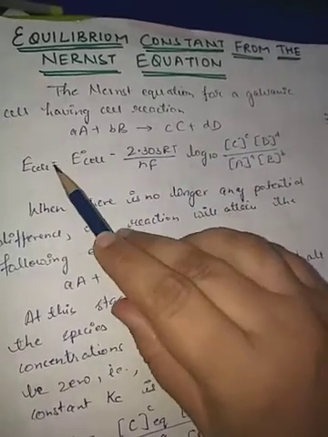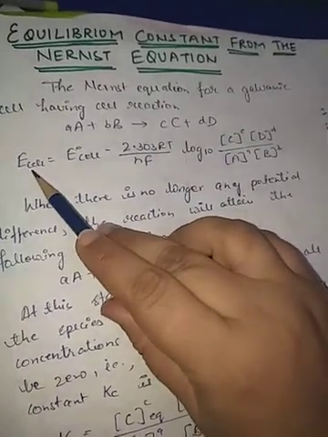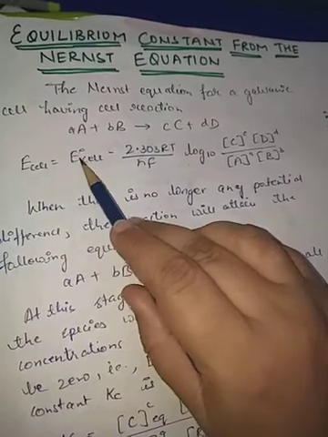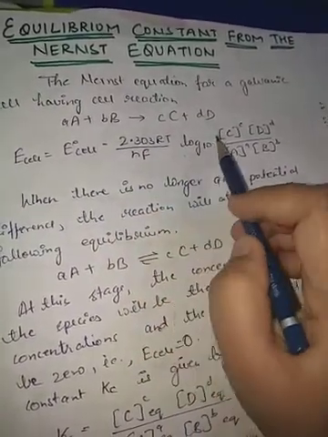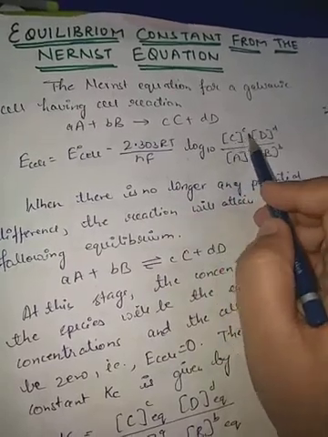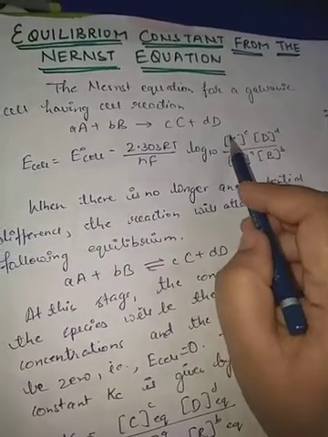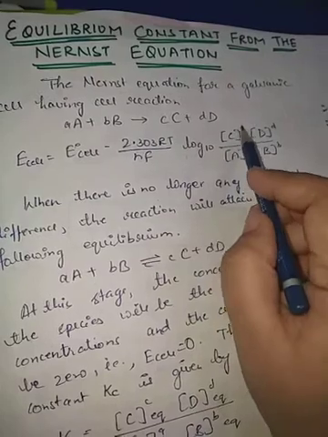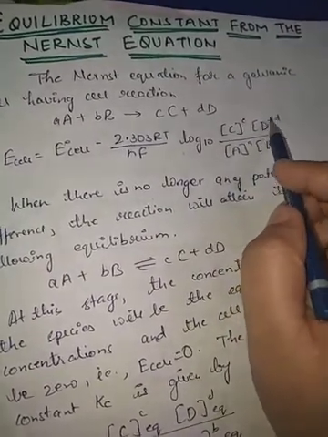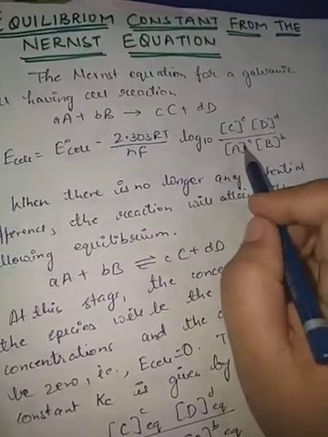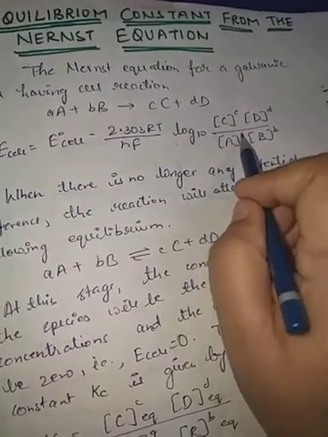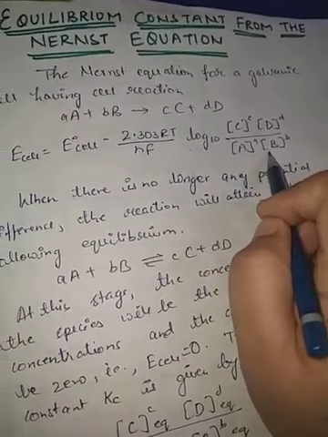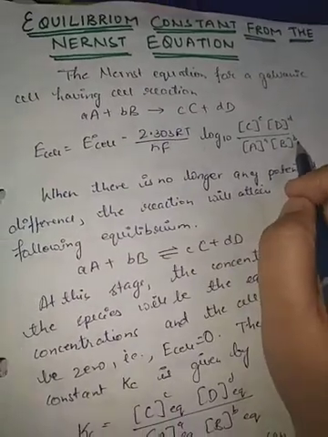According to the Nernst equation, E cell equals E naught cell minus 2.303 RT upon nF log base 10 of the molar concentration of the products upon the reactants. So, the molar concentration of C raised to the power c and D raised to the power d, upon the molar concentration of reactant A raised to the power a and the molar concentration of B raised to the power b.